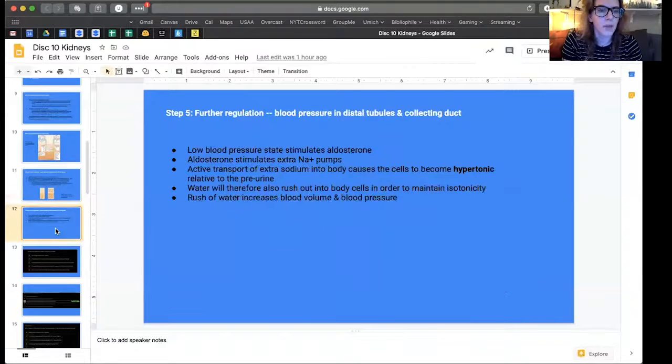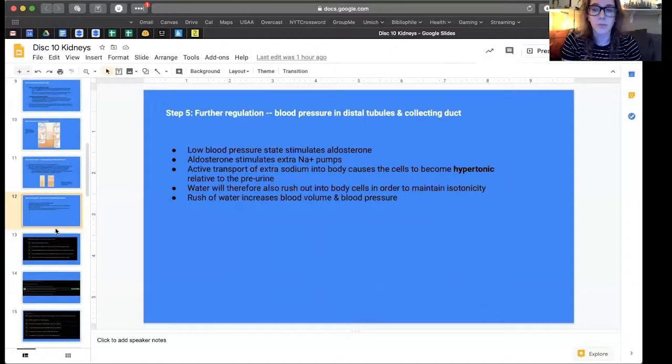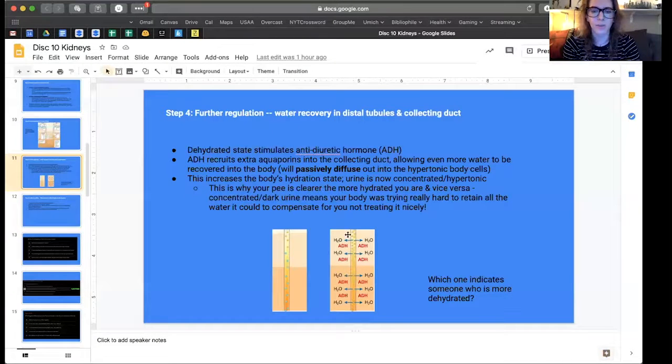And one last method of regulation to know for the kidneys is with blood pressure. This is also occurring in the distal tubules and collecting duct. A low blood pressure state will stimulate the production of aldosterone. When we have aldosterone being produced, that's going to stimulate sodium pumps to be added to the basal side of the epithelium. So remember before, when we were talking about ADH, we were having aquaporins added. And in this case, for blood pressure, we're adding extra sodium pumps.